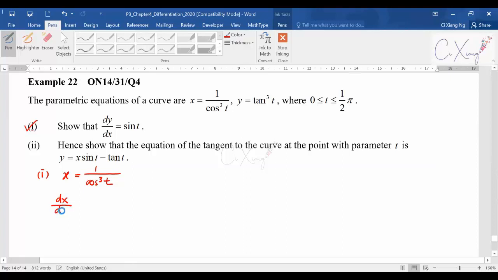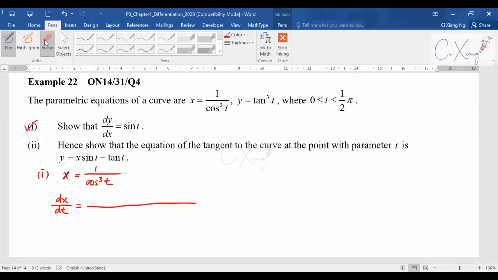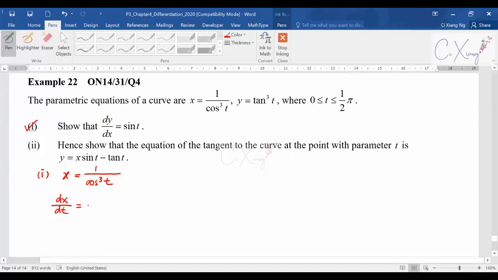What they give us is a fraction, 1 over cos^3 t. Therefore, when I want to differentiate x, I will use the quotient rule. The bottom part, you have to square it, you will have cos^6 t. Then copy the bottom, differentiate the top. When you differentiate the top, you get 0. Minus, copy the top, which is 1, differentiate the bottom. The power 3 comes in front and becomes 3. Copy the bracket, power minus 1 becomes 2.